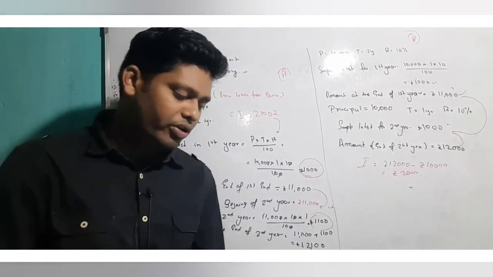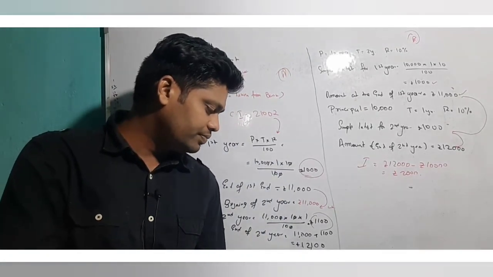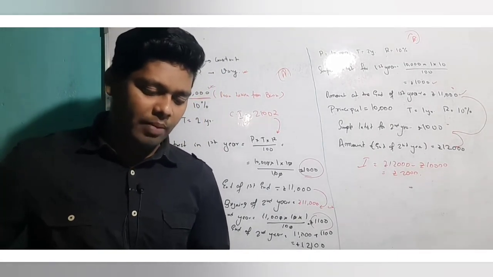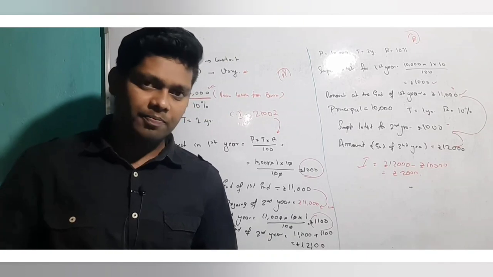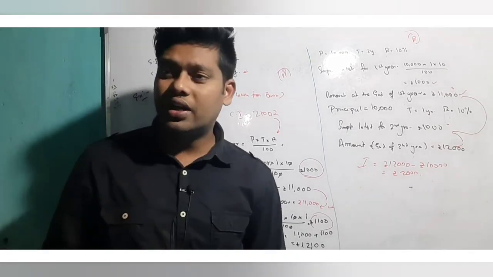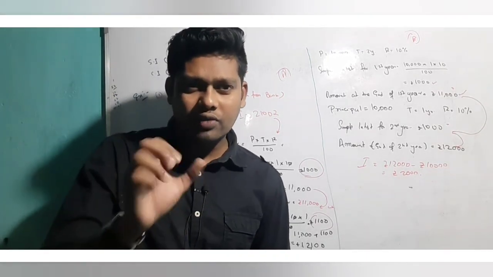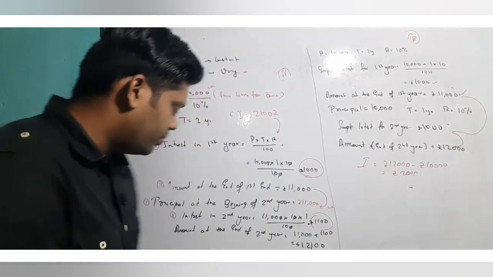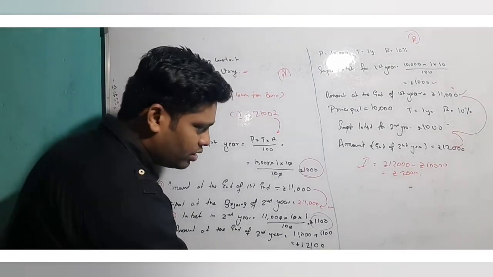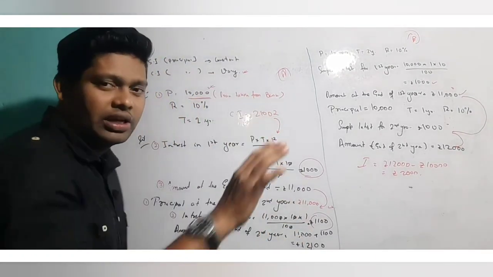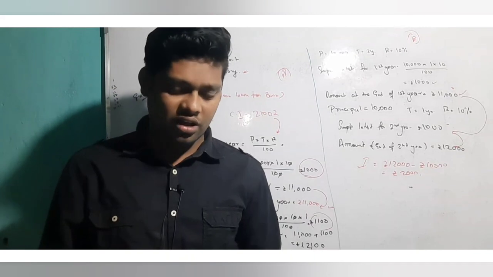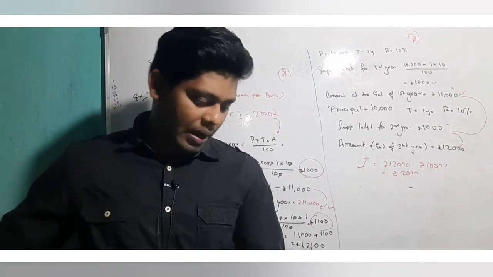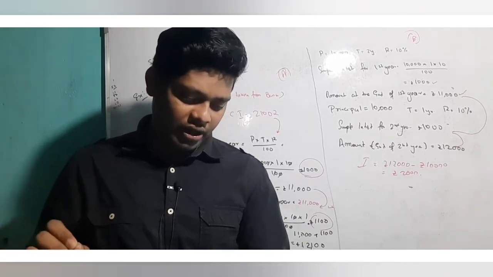How to find out compound interest at the end of the second year, you tell me? Compound interest at the end of the second year means you should have the amount at the end of the second year. For that you have to do the calculation. Means this amount minus the principal, so you will get the compound interest at the end of the second year. Clear? Okay, next one.